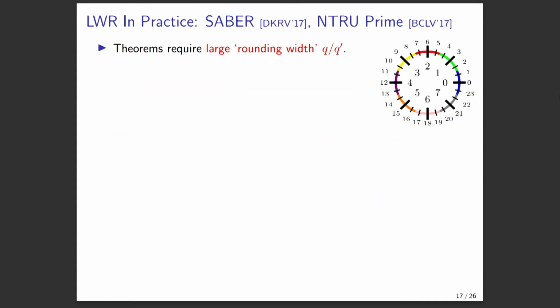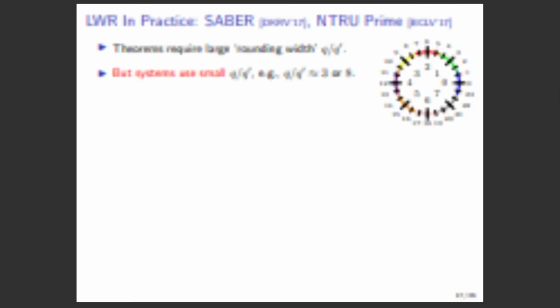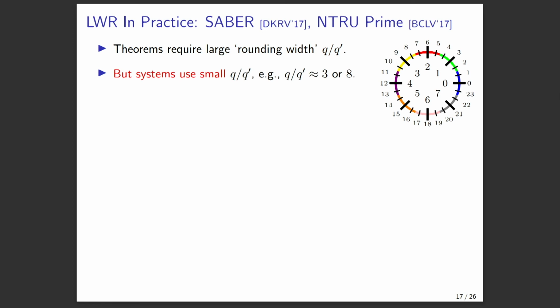So let's compare that to what's actually used in reality. There were also some NIST proposals to the NIST PQC which rely on LWR instead of LWE, so Saber and NTRU Prime. And their parameters look quite a bit different. They have a rather small Q prime and a rather large Q. So they don't throw away much. These systems have a very small ratio of Q over Q prime, like 3, or maybe 8, something like that. Certainly not 2 to the lambda. So they just round off a little bit. They throw off 1 or 2 or 3 of the low bits, and that's all.